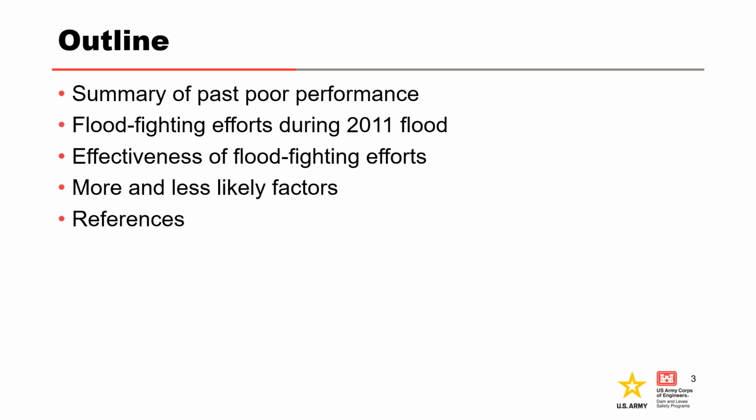The first portion of the presentation will summarize past performance issues that have been observed at Chute, followed by a summary of the BEP factors discussed during the previous case history presentation. A summary of the specific flood fighting efforts performed at Chute during the 2011 event will follow, along with an evaluation of their effectiveness. And finally, the more and less likely factors for BEP will be examined one more time, this time with intervention included to see how the balance of factors is affected.